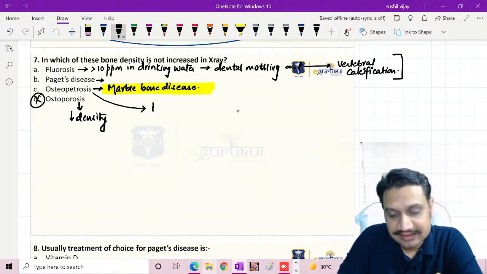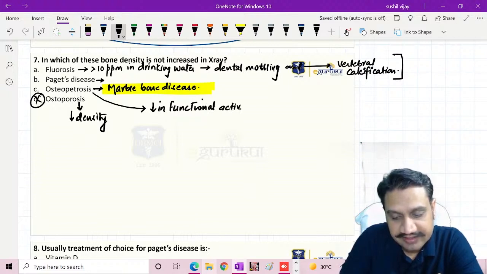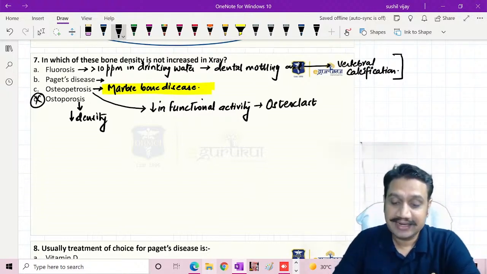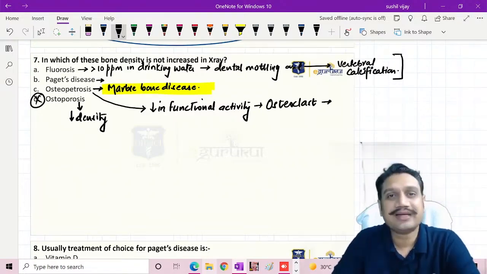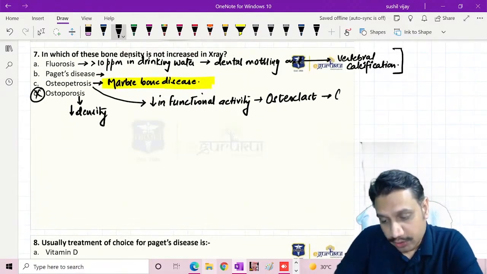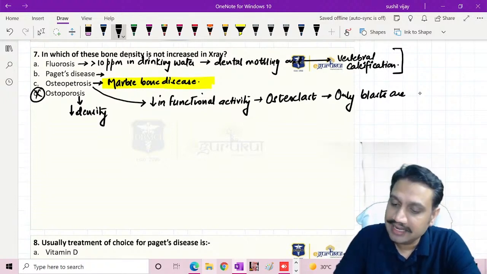I told you that there is a decrease in functional activity of what? In osteopetrosis, there is a decrease in functional activity of osteoclast. Because of the decrease in activity of osteoclast, what happens? Only blasts are functional. The clast is not eating anything, but the blasts are functional.